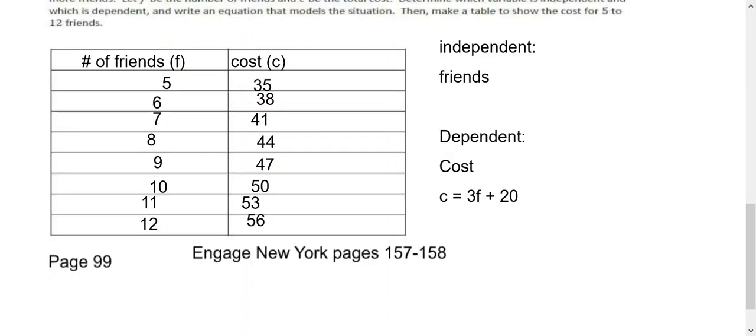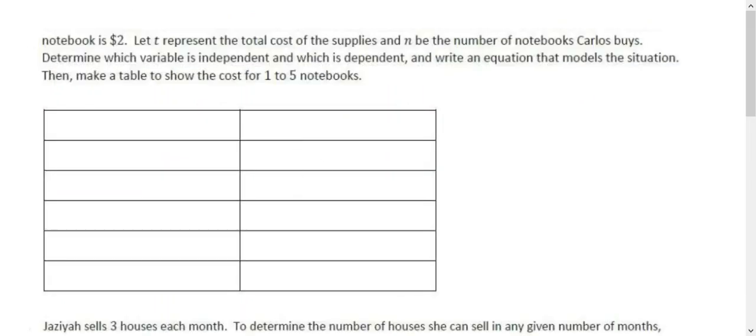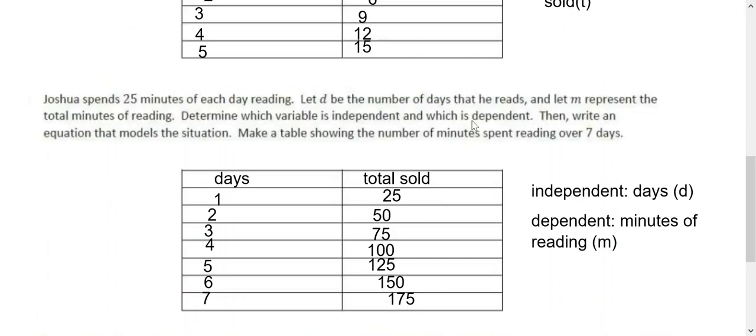Hopefully you were able to get this done so you can see the chart. The function is going to be 3F plus 20 because it's $3 per person plus 20. Okay, so then we're going to go on, and I'm going to go to the next page, and I will show you these in a minute.